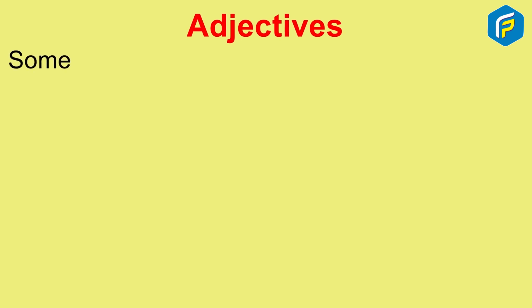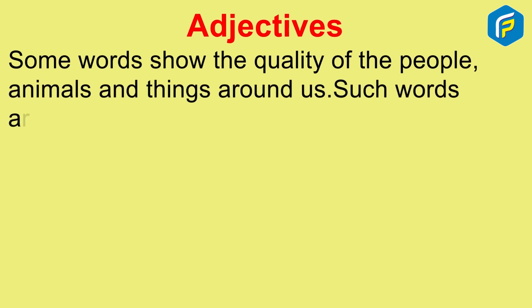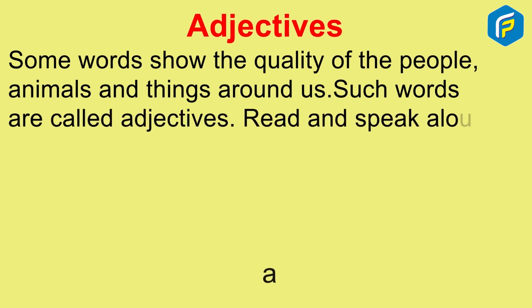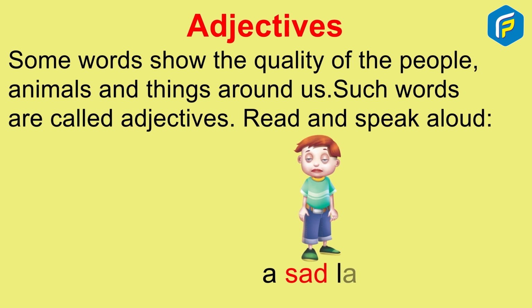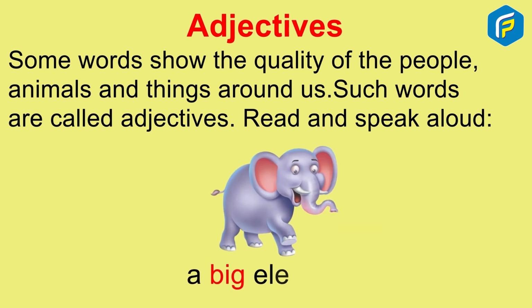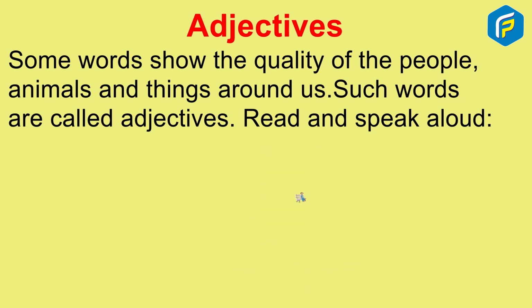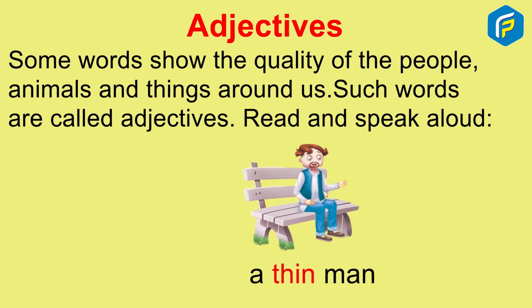Adjectives. Some words show the quality of the people, animals, and things around us. Such words are called adjectives. Read and speak aloud. A sad lad. A fat woman. A big elephant. A beautiful girl. A thin man.